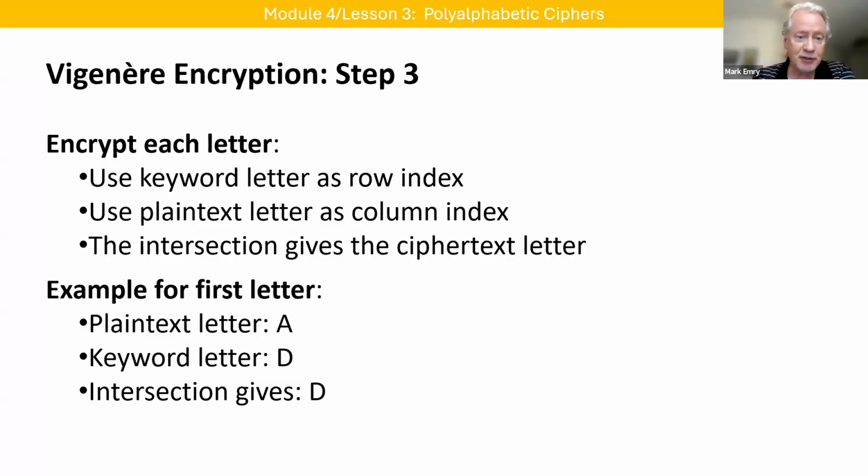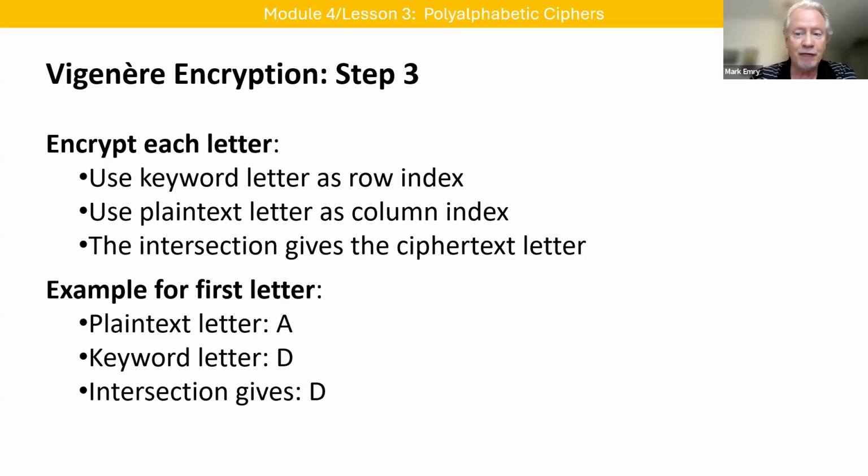To encrypt, we want to pick a letter in the plain text and its corresponding letter in the keyword. Use the keyword letter and the plaintext letter as the row index and column index respectively. You want to use the keyword letter as the row index and the plain text letter as the column index. The entry at the row-column intersection is the letter in the ciphertext.